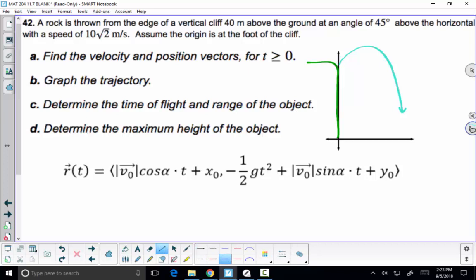We're throwing it. So our launch angle is 45 degrees, the height is 40 meters, and the initial velocity is 10 root 2 meters per second. All right, so find the velocity and position vectors and graph.